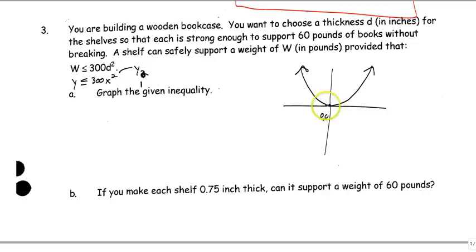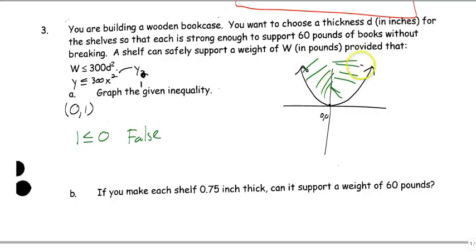So we want to shade somewhere, okay? Well, I'm going to try the point 0, 1. I'm going to test 0, 1, which is saying that if the thickness is 0, it could support a weight of 1. Right away, you guys should be able to tell me if that's true or false, okay? But let's think about it in terms of this. So the weight is 1 less than or equal to 0? No, it's not. False.